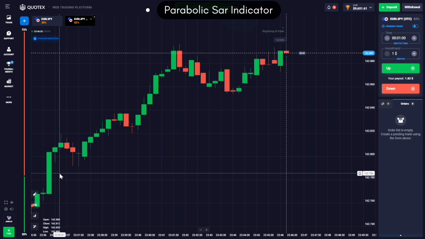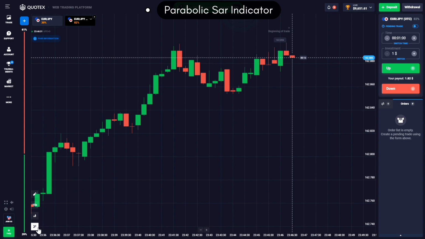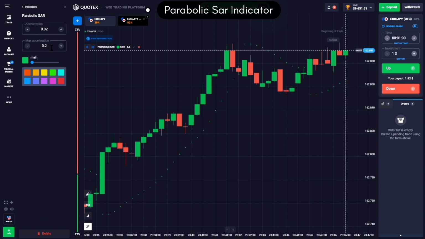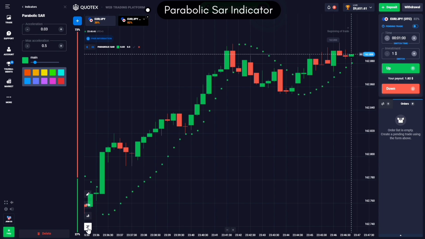Parabolic SAR indicator strategy. Use the strategy to make a lot of daily profits in binary trading. Now let's go to the indicator section and select the indicator. Use these settings: acceleration 0.03, max acceleration 0.5. Go to the next section.